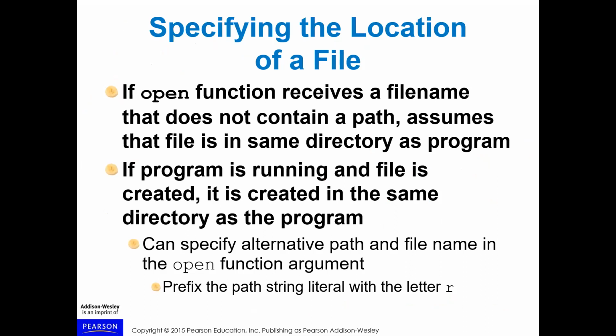All right, so now, as we continue, specifying the location of a file. If the open function receives a file name that does not contain a path, it assumes the file is in the same directory as the program. This is called the current working directory. So it means the file is in the current working directory. If a program is running and a file is created, it is also created in the same directory as the program, or the current working directory.